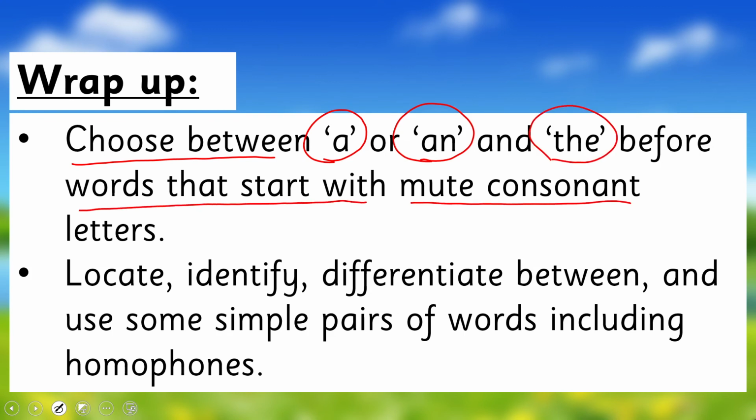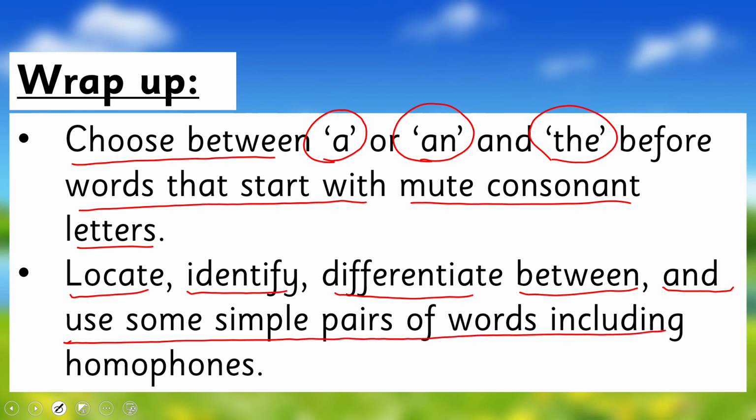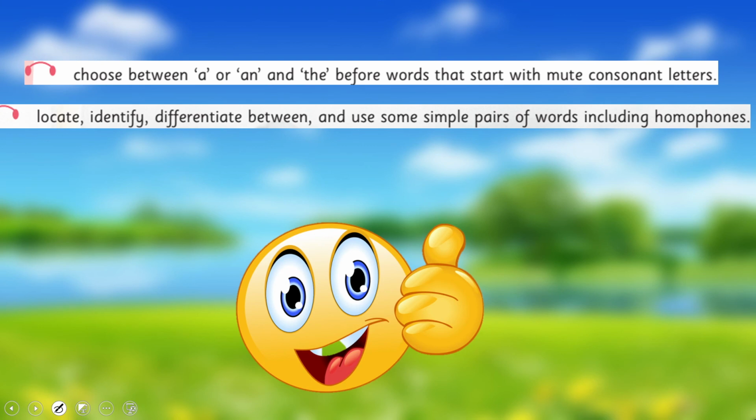So what we have learned today, we have learned to choose between a, an, and the before words that start with mute consonant letters. And we learned to locate, identify, differentiate between, and use some simple pairs of words including homophones. So in this way, we achieved our SLOs: to choose between a or an and the before words that start with mute consonant letters, and to locate, identify, differentiate between, and use some simple pairs of words including homophones.